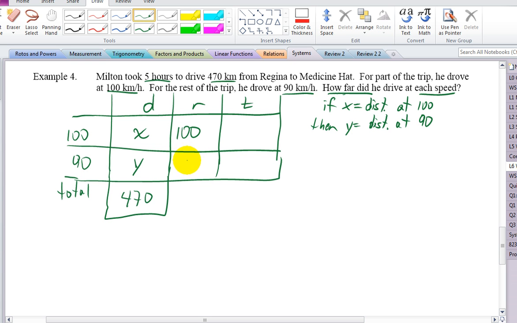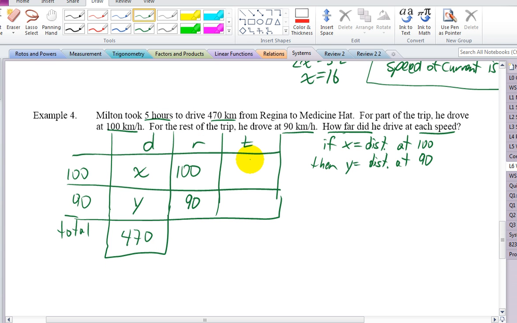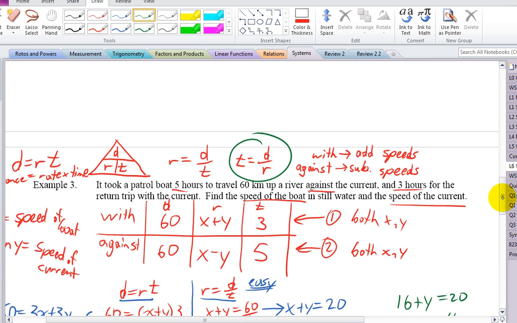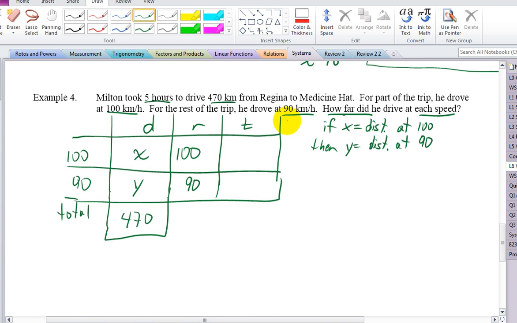Okay. So at 90 kilometers an hour, the rate was 90 kilometers an hour. Now, this is what's a little bit weird for this one. What would be the time? Well, have a look up top. Is there a way to find the time? Yeah, distance over rate. So for us, time equals distance over rate. So that would be X divided by 100. Here it would be Y divided by 90. What's the total time of the drive? 5 hours. Okay, so that's set in the question at the beginning.